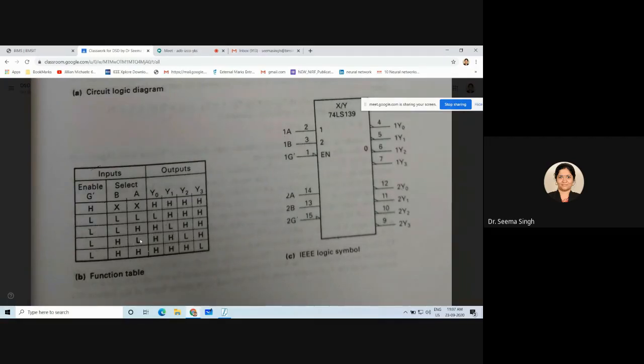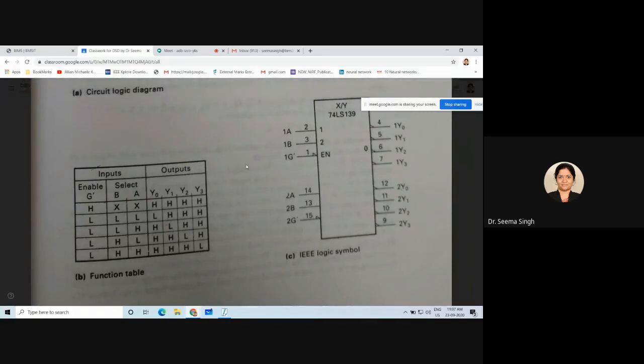For the second last row, 1 and 0 means 2. That is why Y2 is selected. And for the last one, H and H here is 1, 1, which means 3. That is why Y3 is selected by making it low. So this is the truth table for any 2:4 decoder.